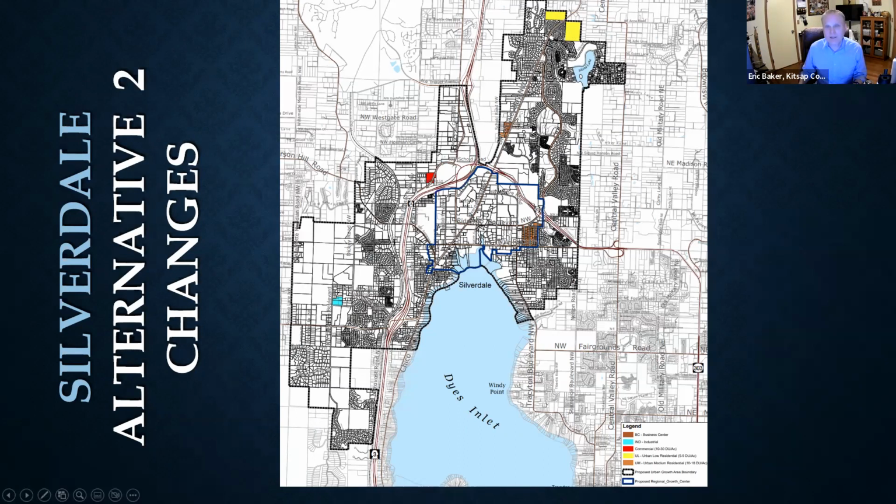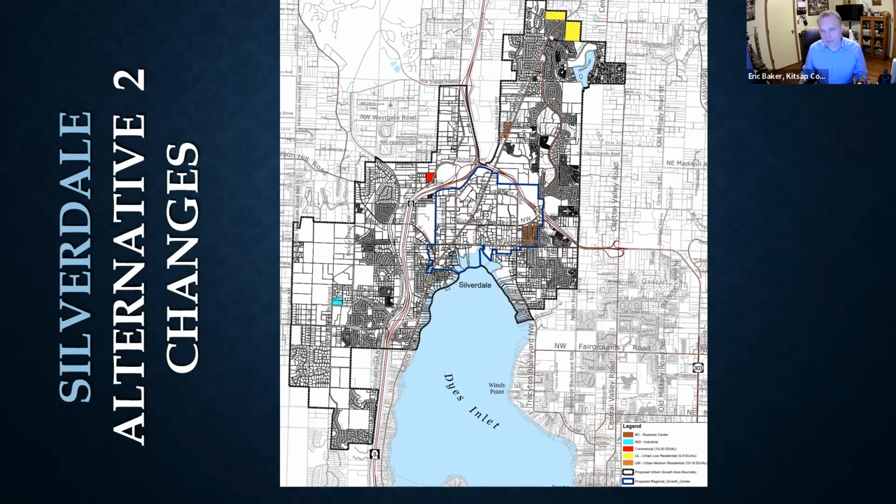So again, incentives and regulatory changes to help the downtown redevelop over time. Remember, this is a 20-year plan. No one is suggesting that this is going to happen tomorrow. It is intended to happen gradually over 20 years.